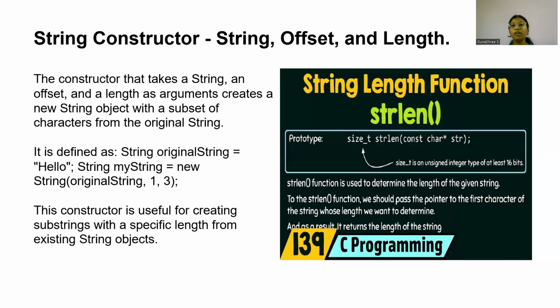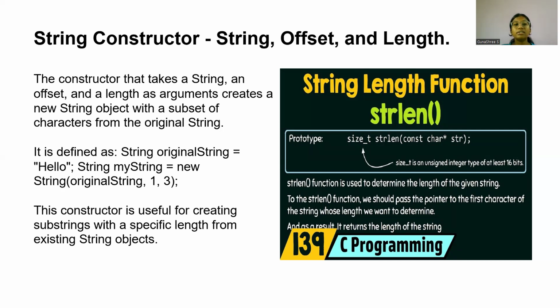So moving on to string, offset and length. Here it takes a string in the constructor, an offset and a length, and will create new string objects. Basically, first we had already defined only the characters that are present. Now we'll be defining the complete string.